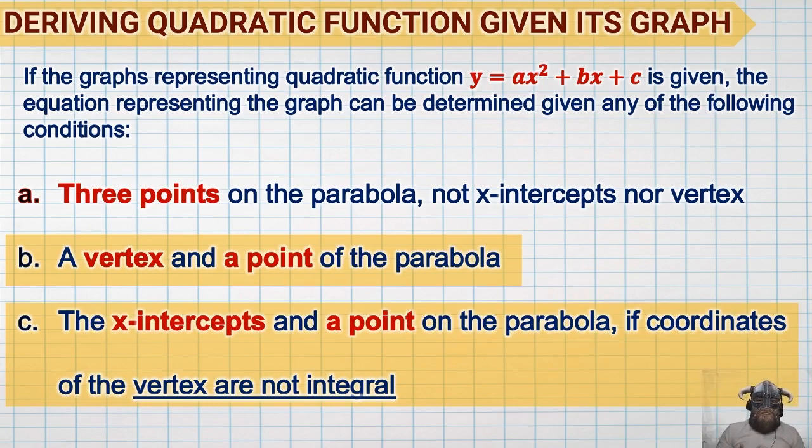So, ibig sabihin, hindi siya whole number, ah, possibility nun is hindi siya sakto dun sa mga intersection ng mga grids natin sa Cartesian plane. So, gagamitin natin si letter C. Especially kapag yung x-intercepts natin ay visible.